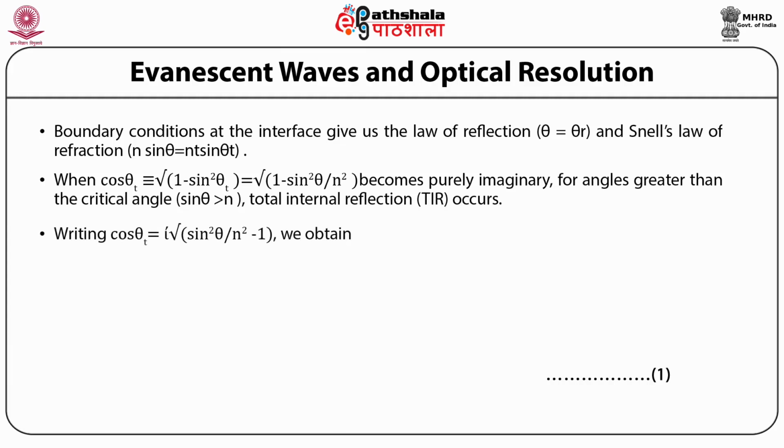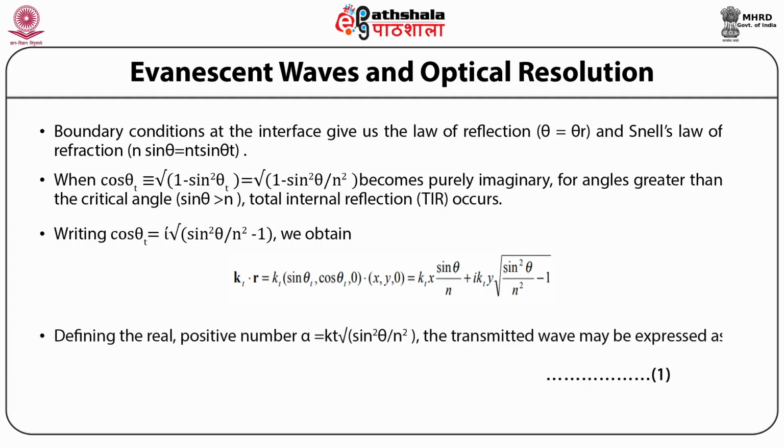Now, writing cos θt equals i times the square root of sin²θ by n² minus 1, we obtain vector kt dot vector r equal to kt sin θt, cos θt, 0 dot product with x, y, 0. This equals kt x sin θ by n plus i kt y times the square root of sin²θ by n² minus 1.